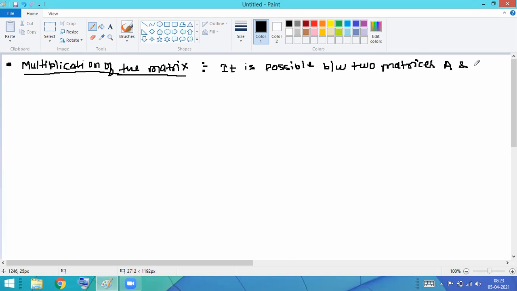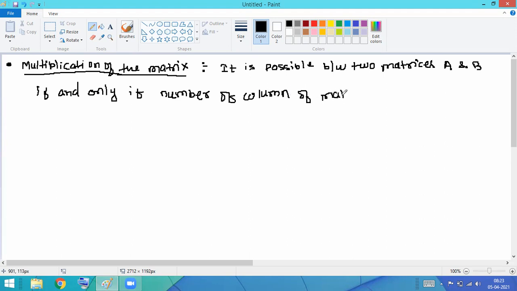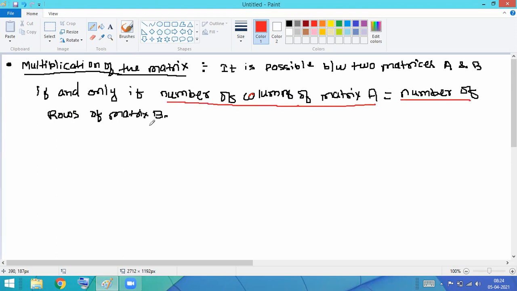Let's assume two matrices A and B. Multiplication is possible if and only if the number of columns of matrix A is equal to the number of rows of matrix B. When this condition holds, the number of columns of matrix A equals the number of rows of matrix B, then we can say that multiplication between two matrices is possible. When this is not the case, you cannot multiply.